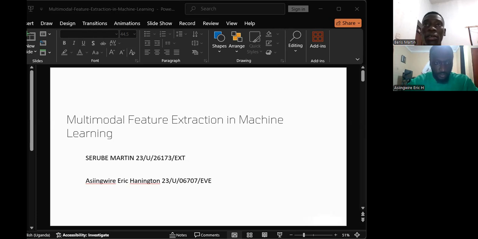Our topic for today is about multimodal feature extraction in machine learning. When you talk about multimodal feature extraction, you can think of it as giving these models the ability to have senses. The models we've usually had work with a specific data type, let's say text or video. But now we are trying to create a model that is able to handle all of these, just like humans do.